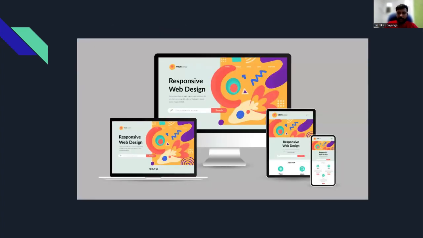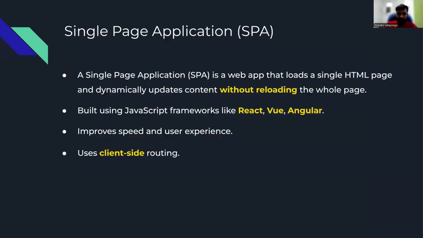This is an example of responsive design. As you can see, the interface should work for every device: iPads, tablets, mobiles, laptops, everything. So we have a different look, feel, and structure for every screen.